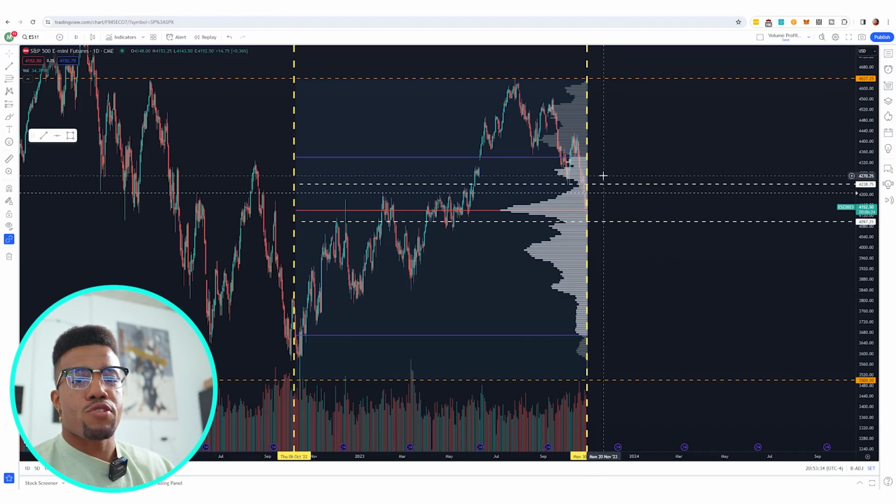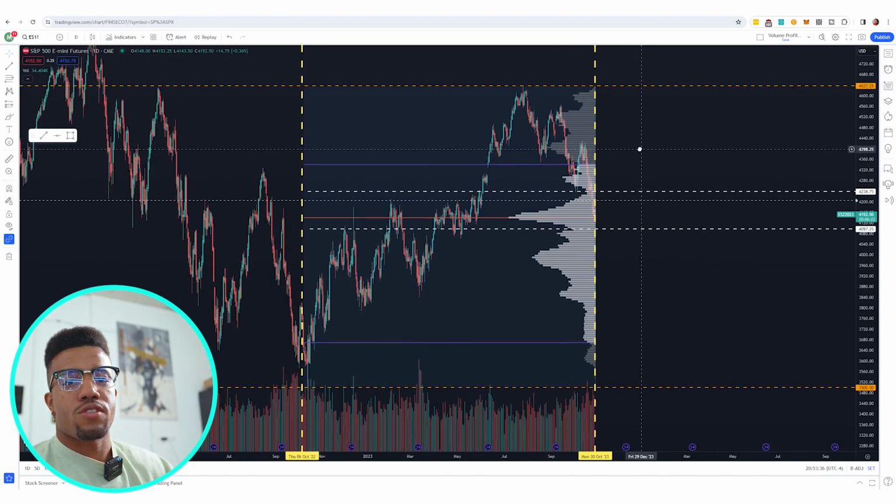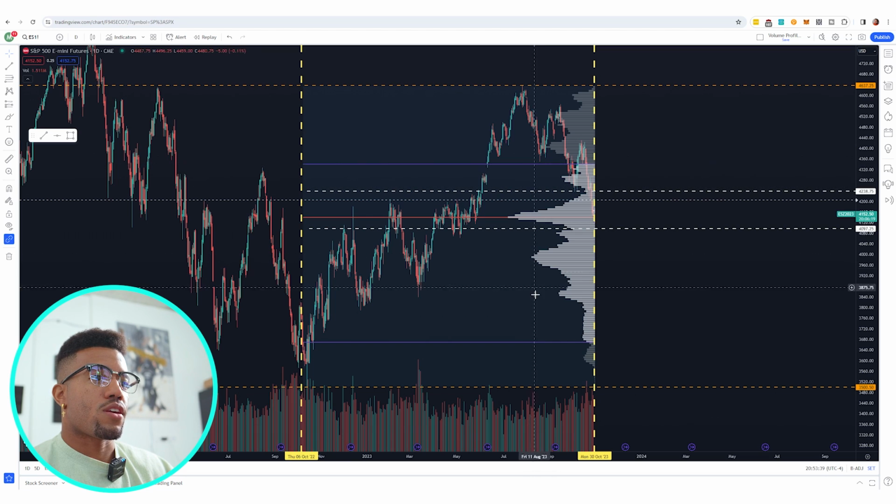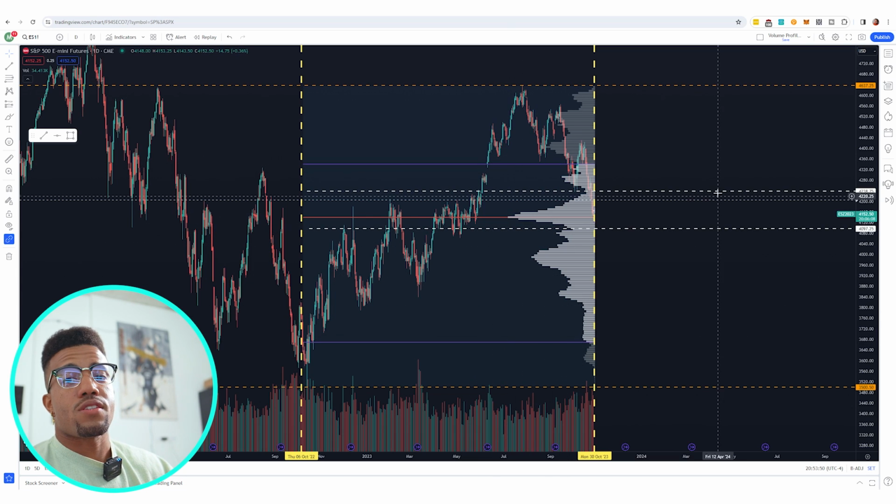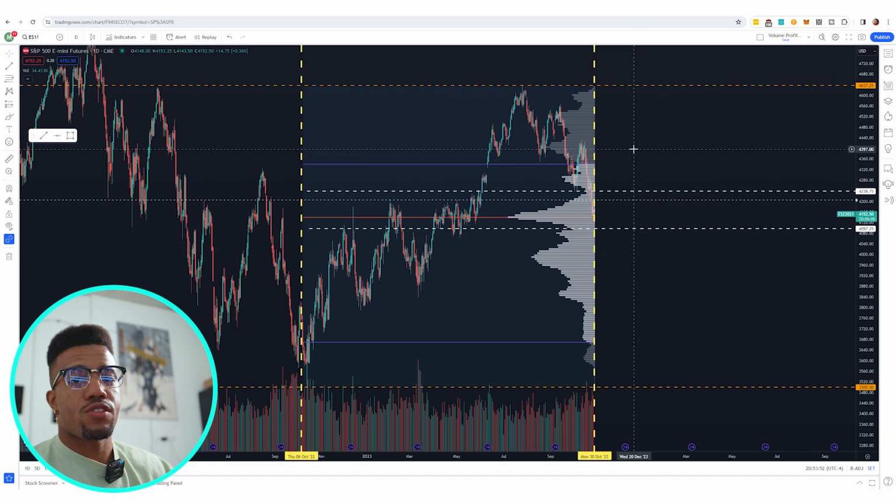Then I said, okay, tell me where 68% of the entire population of people participated. If you're familiar with statistics, you know this is like one standard deviation. Cool, that's within here. So 68% of all the volume is inside these two purple lines here. The higher one is called the value area high. The lower one is called the value area low. These act as support and resistance all the time.